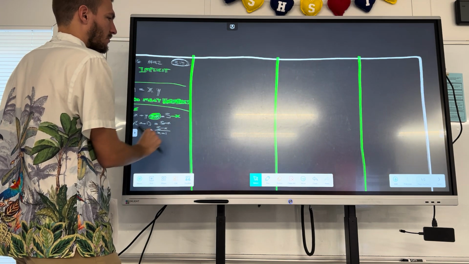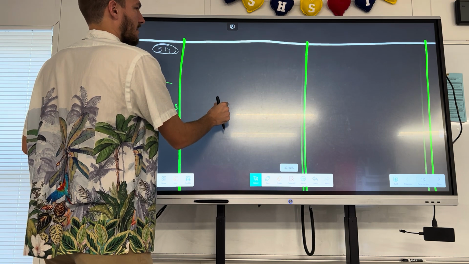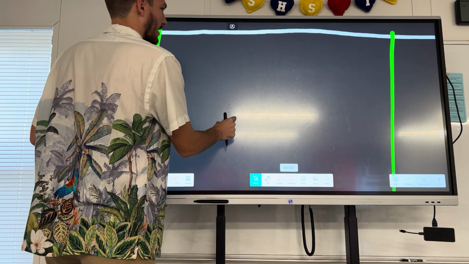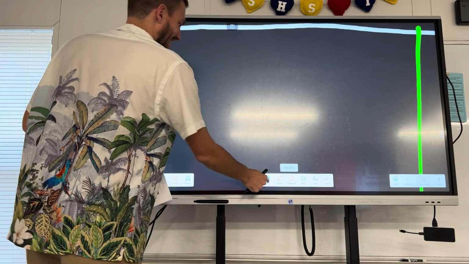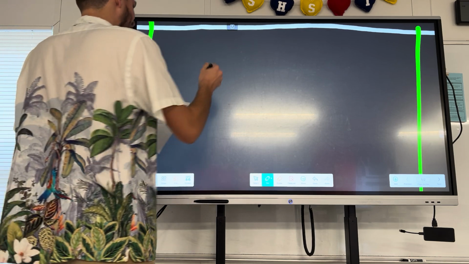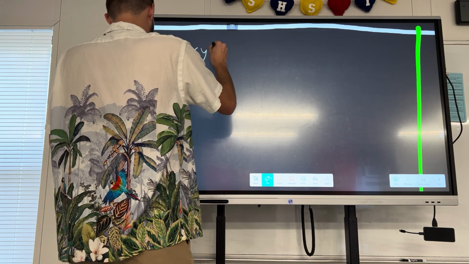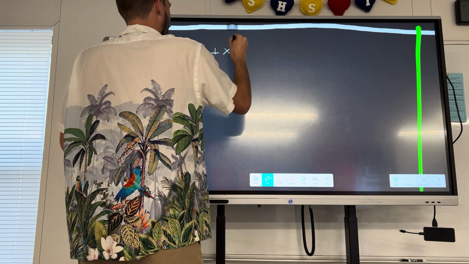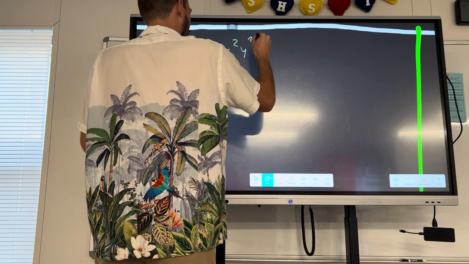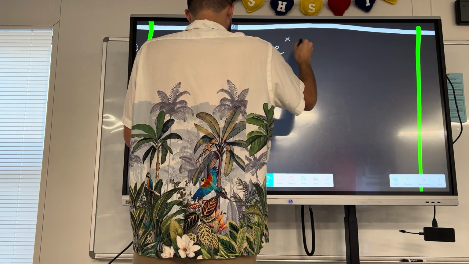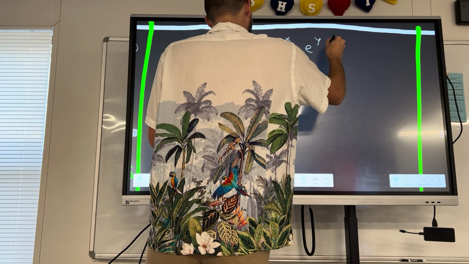Now, let me get some more room so that we can look at the monster problem we're about to look at. All right, so let's look at xy plus x squared y squared equals e to the x minus e to the y plus 2.